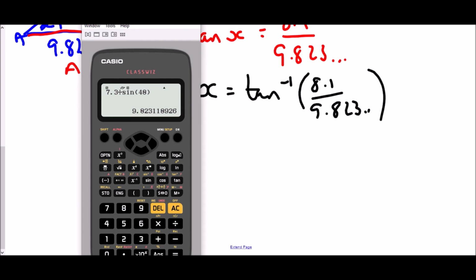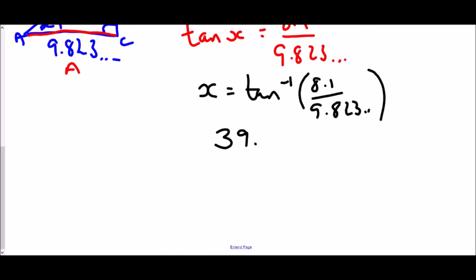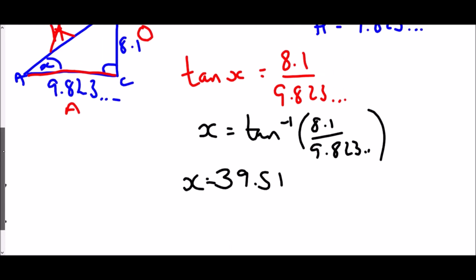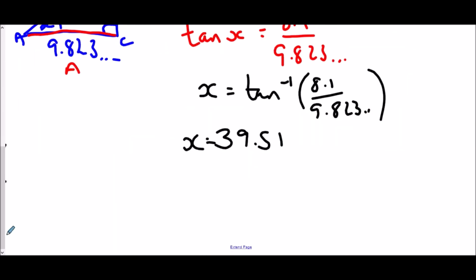So shift tan of 8.1 over, and I'm going to use the answer button so that I get the full version of what I've just worked out. Close my bracket, and I get 39.51. Let's just check. Yep. And go back to the question just to make sure my accuracy is correct. Well, my accuracy was actually correct to 1 decimal place, and so I just need to change my answer here. It doesn't have the 1 at the end. It is just 39.5 degrees.